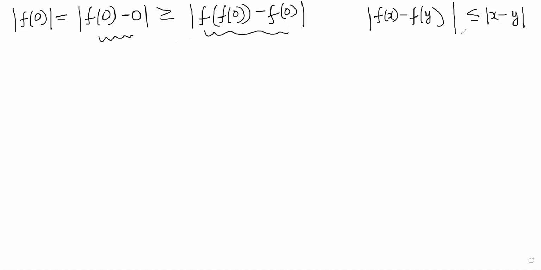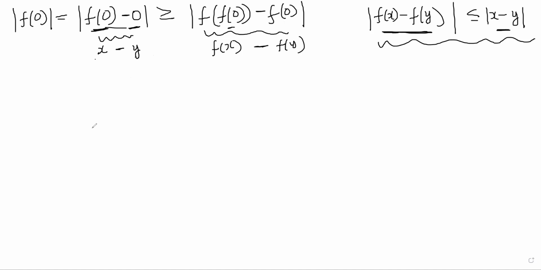We are saying that this quantity is less than this. So think of this as our x and this as our y, right? So mod of x minus y will be greater than or equal to, definitely, mod of f(x) minus f(y). I hope you are getting the pattern. Think of this quantity as x and this as y, so f(x) minus f(y). This inequality follows from the given condition, right?